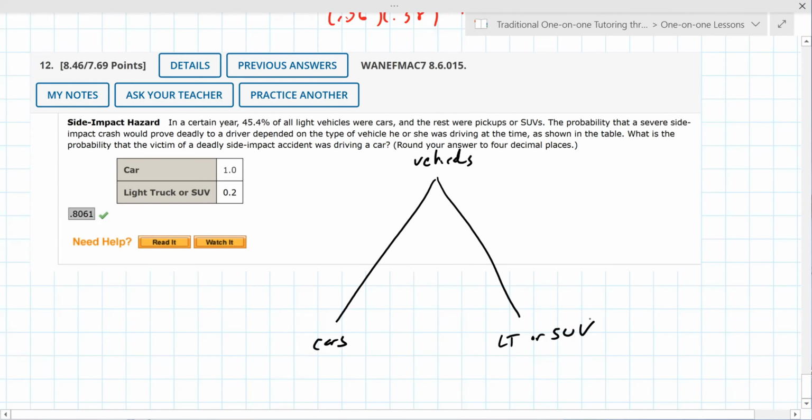Gotcha. So what number goes on the left? What number goes on the right?